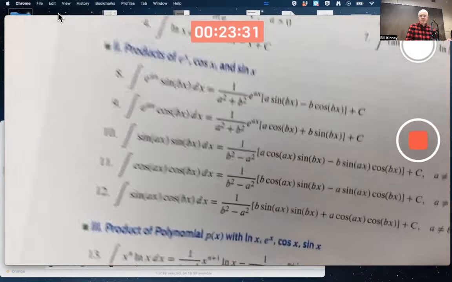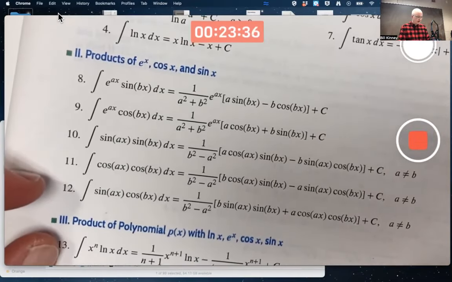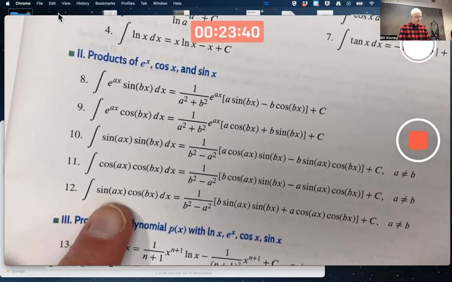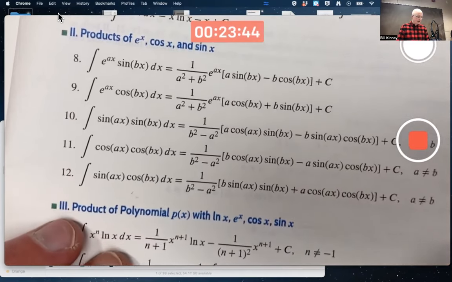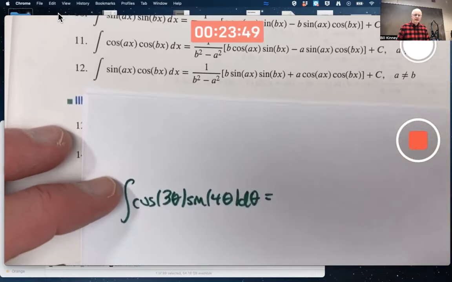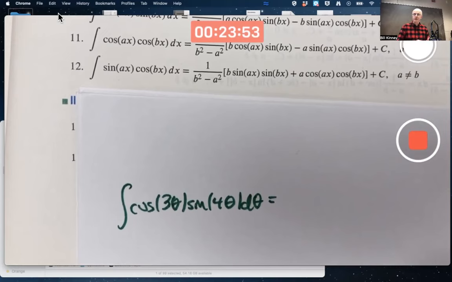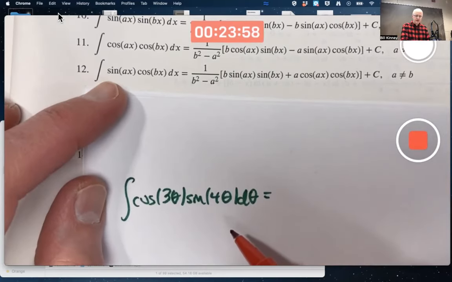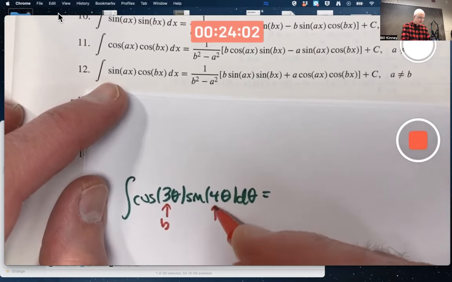If it's not in your print version, you can look it up. Looks like property 12 is the one we want, because we have a product of sine and cosine with different frequencies there. Identify what the A is and what the B is, and then use it. These integrals are very useful in Fourier analysis when you're computing Fourier series. So if I compare these integrals here, it looks like the B is 3 and the A is 4.